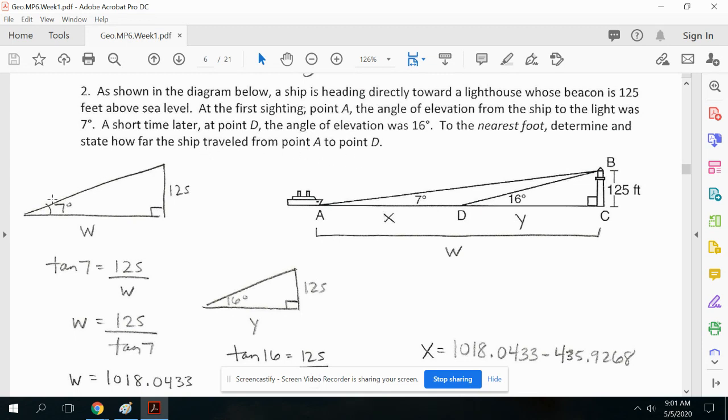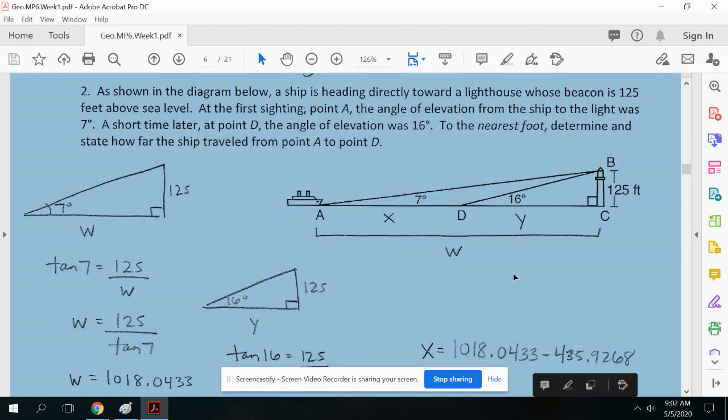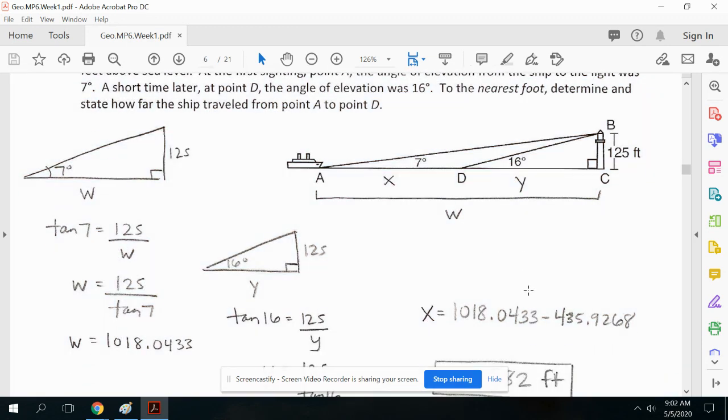So this degree measure of 7, I look at that as my reference angle. Opposite that is 125, and adjacent is what I want to find. So that's my W. I have to definitely include that. So I need the adjacent side, and I only have the opposite side. So that means I have to use tangent. So I did tangent of angle 7 equals the opposite side of 125 over W. If you cross multiplied, you would get W times tangent 7, and you have to divide out the tangent 7. So remember, cross multiply if you need to, and go from there.